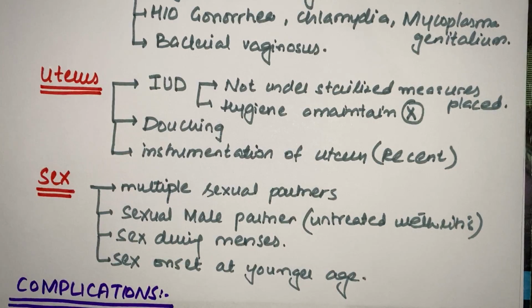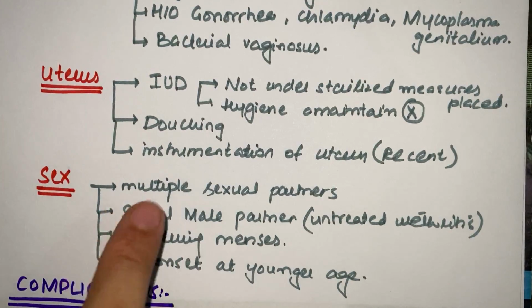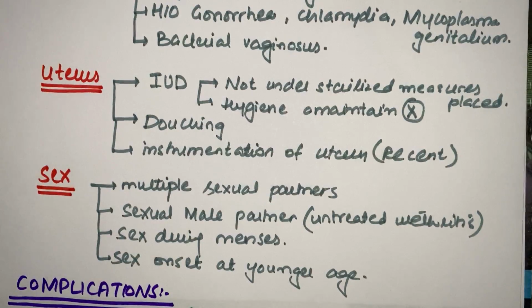Then if she has undergone douching, which is basically frequent irrigation of the area. So if it's uterine douching, it means of course uterine irrigation. And then there's instrumentation, that recently she has used some instruments on her uterus, so that can be a predisposing factor. Why? Because it will of course disrupt the mucosal lining, and there are chances of having infection.